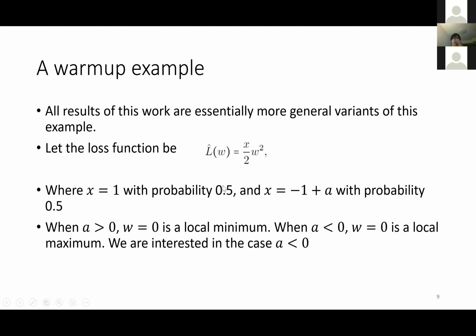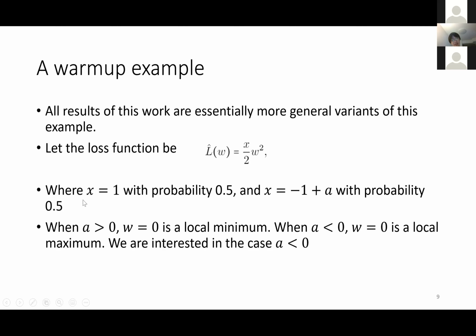Let us start with a warm-up example. The results of this work are essentially more general variants of this example. So if we understand this example well, you basically understand everything about this work. Let the loss function be like this. W is the parameter and X is the data distribution. In particular, it's the input data.